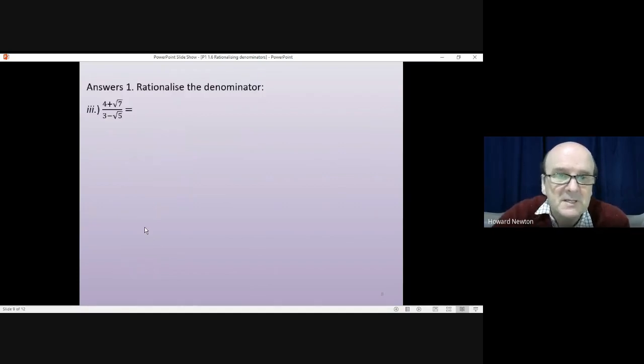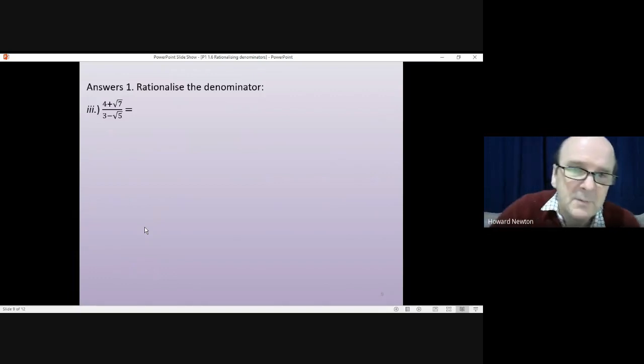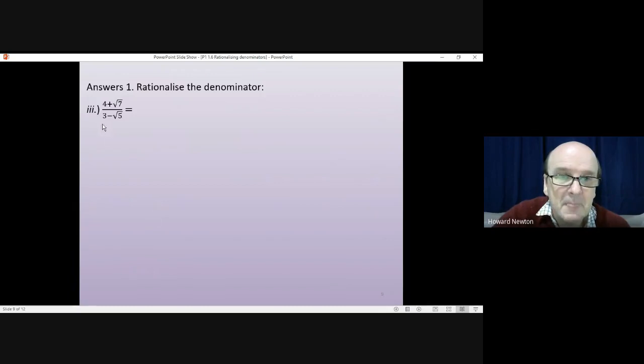The third example is similar. The top is a little bit more complicated, so you'll have a bit more work to do. But the idea is the same. We've got 3 minus root 5 on the bottom. That means we need to multiply the top and the bottom by 3 plus root 5. Same expression, but swapping the sign.